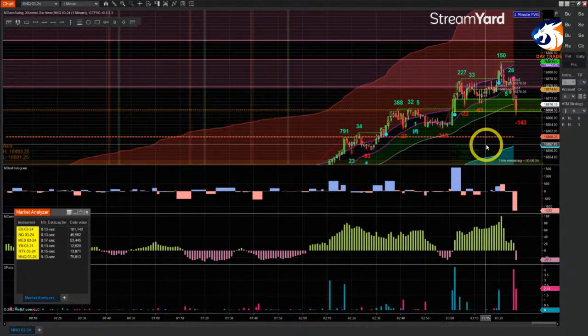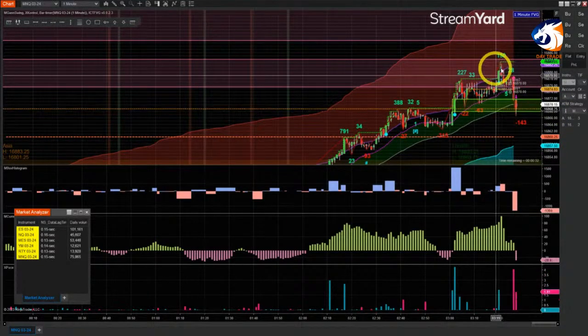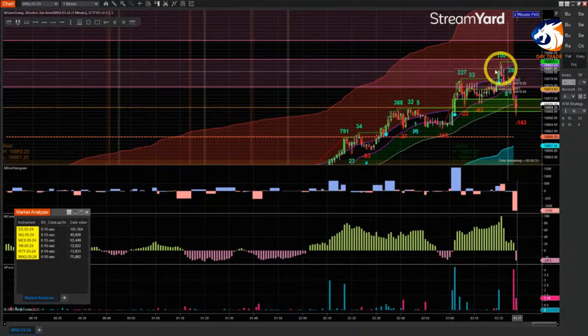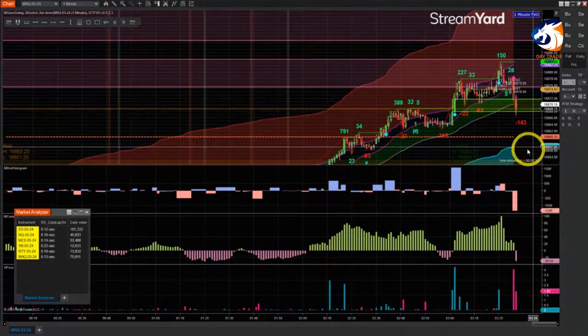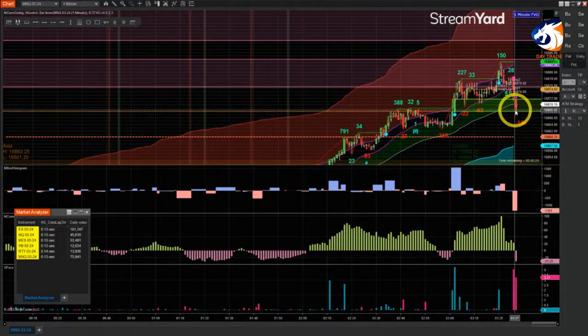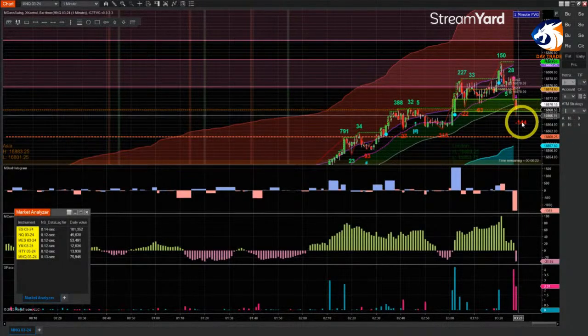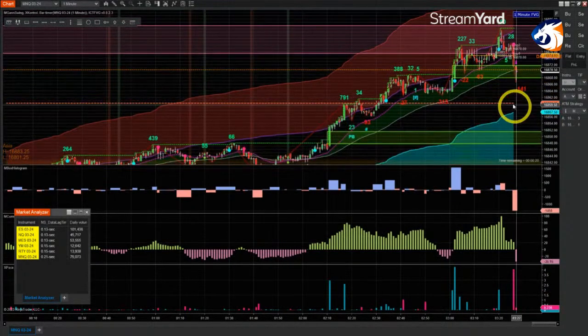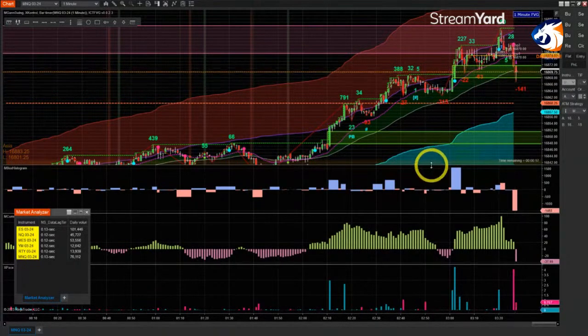So you see how this fair value gap to the downside held up. Now we'll see what happens here. We want to see this close below this gap. If it does, then we have a strong indication that it may continue coming down here and then going back up. Let's see.